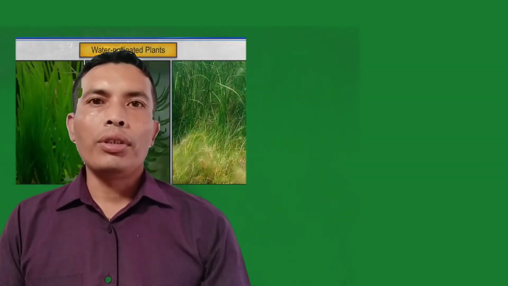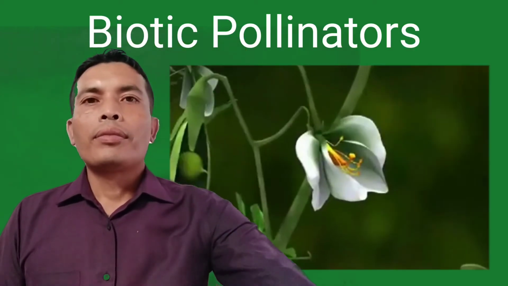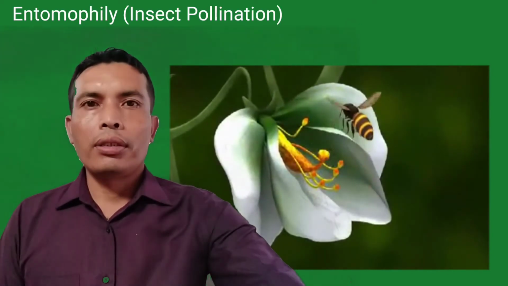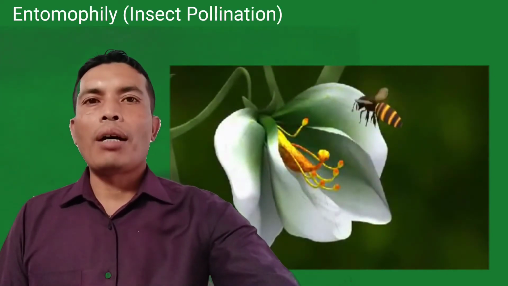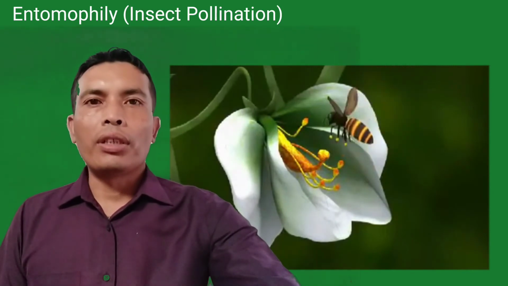So let us know some biotic pollinators. Firstly, insects. Insect pollinating flowers are called entomophilous flowers. Insect pollination is termed as entomophily. So let us know some characters of entomophilous flowers.